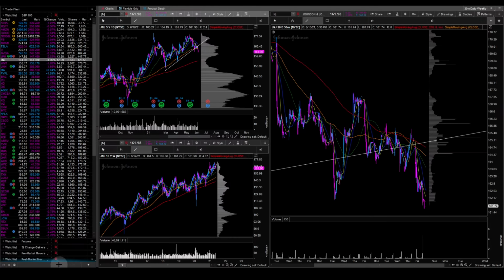So anyway, Johnson & Johnson kind of broke this trend line. You can see on the weekly, if you did a trend line down here, it broke that as well. So let's put that on there.